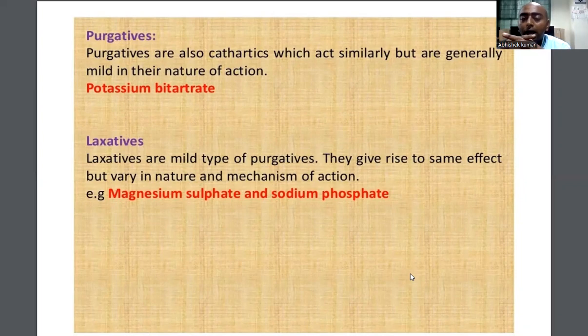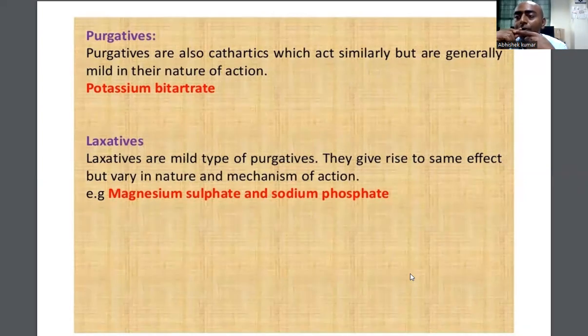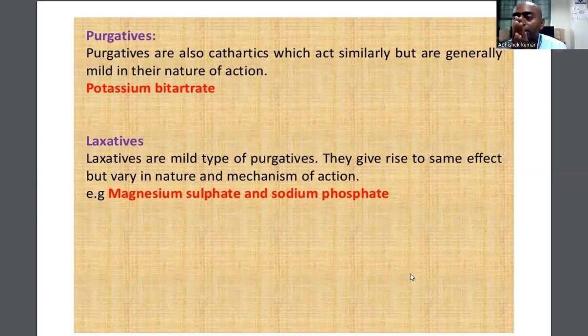Laxatives are a mild type of purgative that give rise to the same effect but vary in nature and mechanism of action. Purgatives and cathartics have the same mechanism of action, while laxatives have a different mechanism of action in the GIT. Magnesium sulfate and sodium phosphate are a few examples of laxatives.